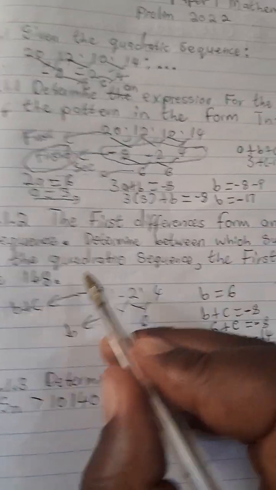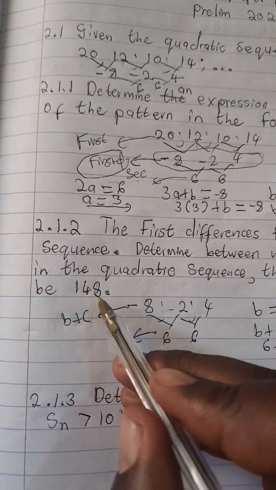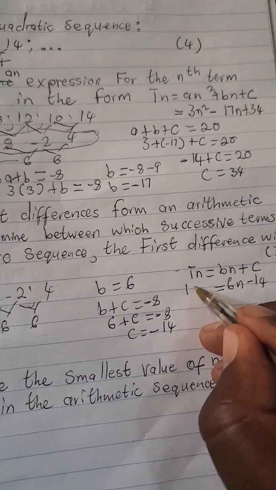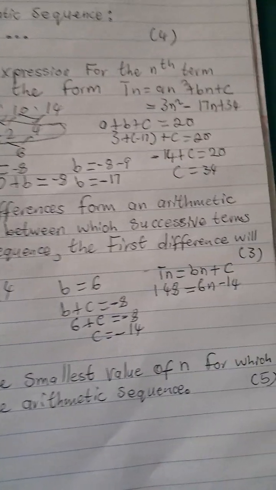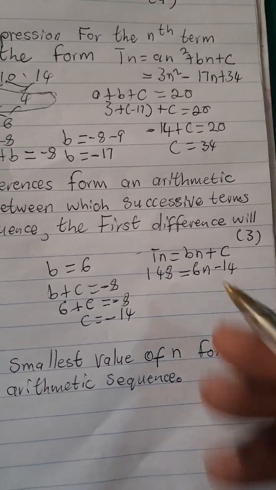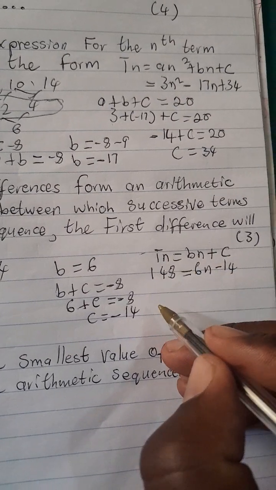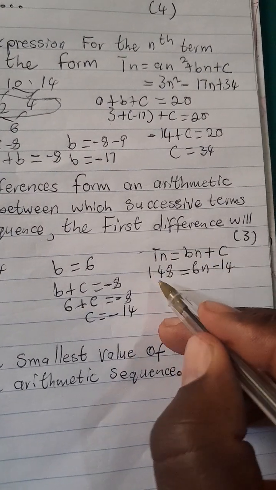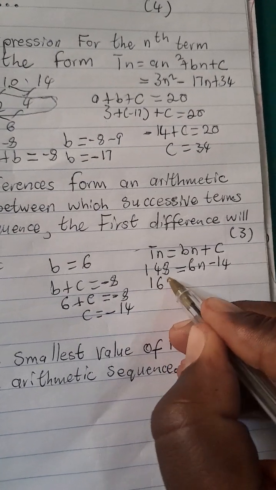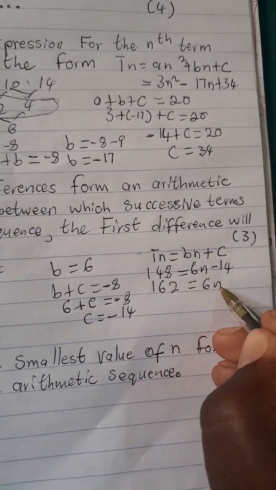Then we were told that the first difference will be 148. So let's take this as Tn and plug it here. We're going to have 148 equals 6n minus 14. From here, we transpose -14 to the other side, and it will be 148 plus 14. You get 162, which is equal to 6n.